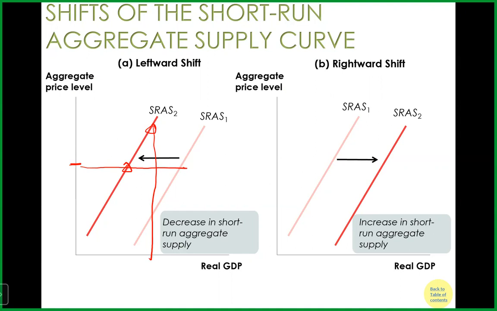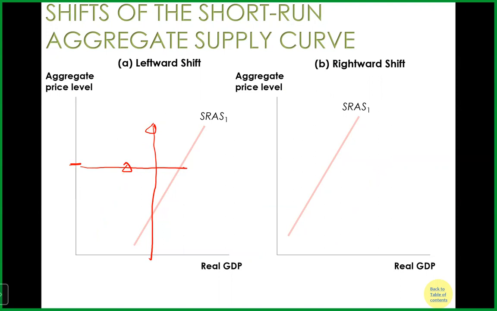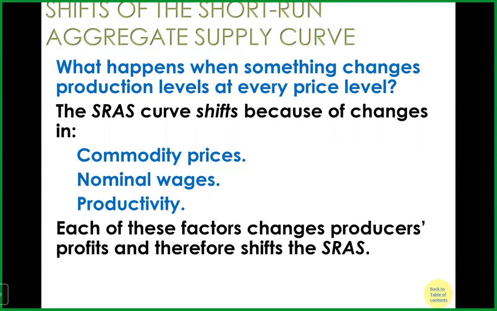All right, and next we're going to study what can cause a change in aggregate supply. But remember, this is short-run aggregate supply. There are three factors that can change short-run aggregate supply. Okay. So I'm going to stop here for today and we'll pick up next time.